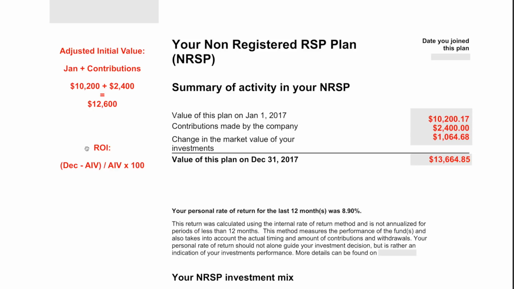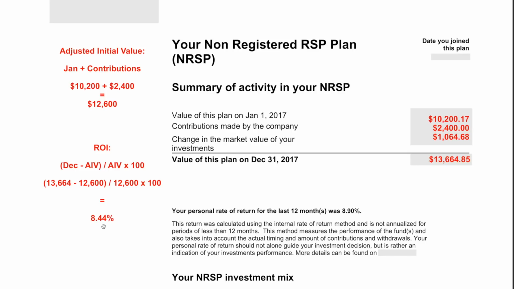Now we're going to calculate our ROI, or return on investment. So we're going to take December. We're going to subtract the adjusted initial value, then divide by the adjusted initial value and times it by 100. 13,664 minus 12,600. Hit enter, divide by 12,600, times that by 100, and you get 8.44%.